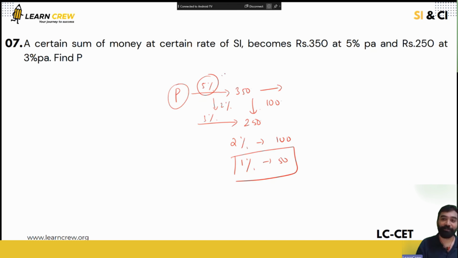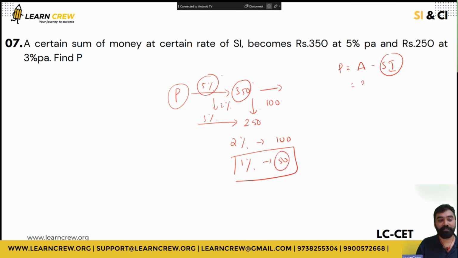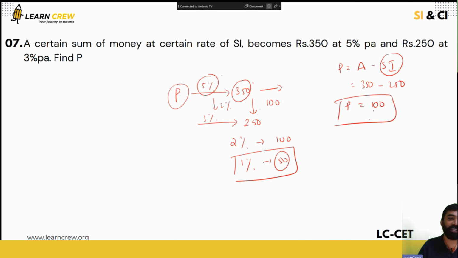If you're going to reduce that 5% of increment, obviously you're going to get the principal. So principal equals amount minus SI, right? Amount is 350. SI you can calculate now. SI is going to be 50 into 5, that is nothing but 250. See, I have only played with this particular form. That's all. Amount equals P plus SI. Everything has been done based on that.